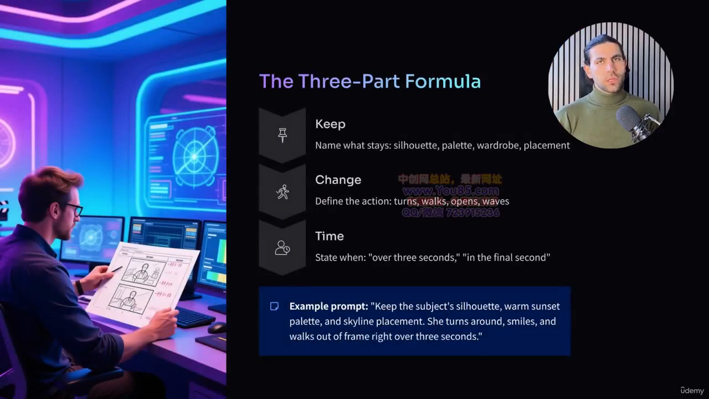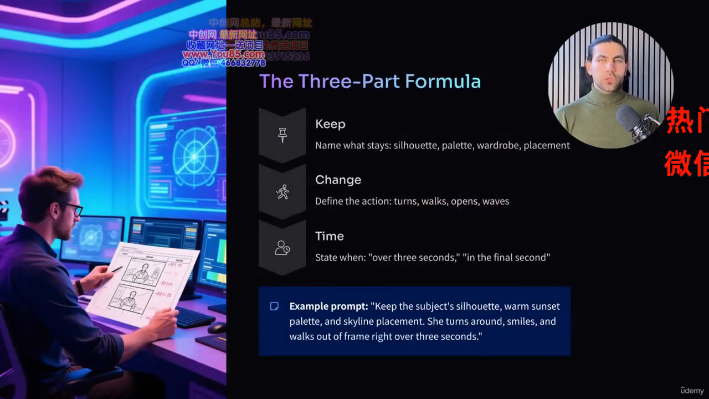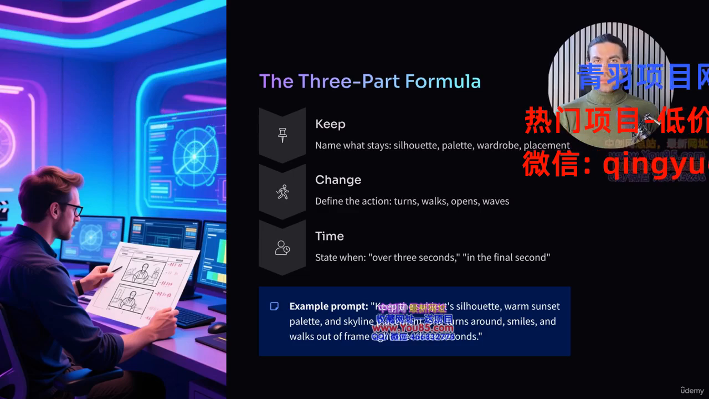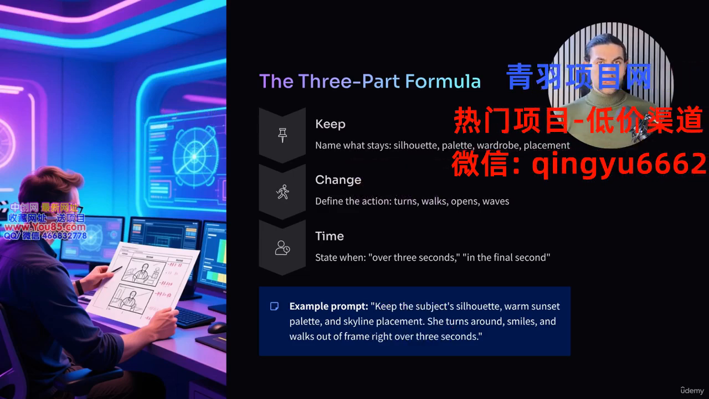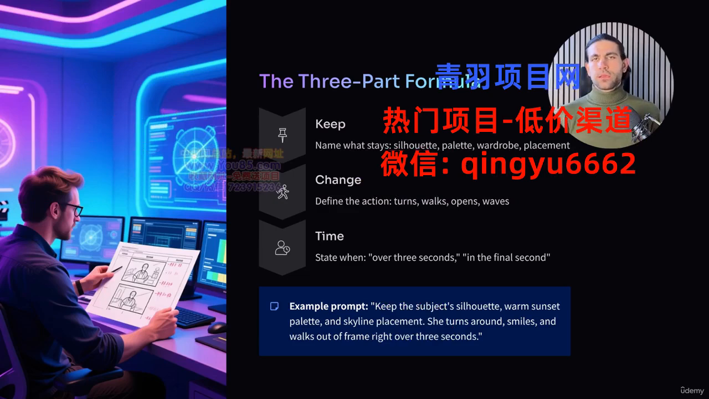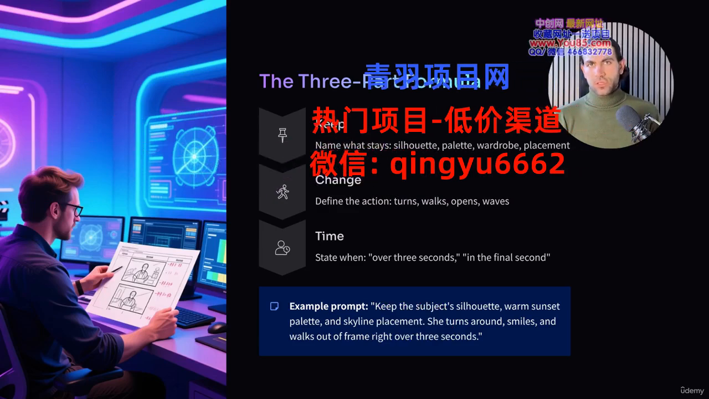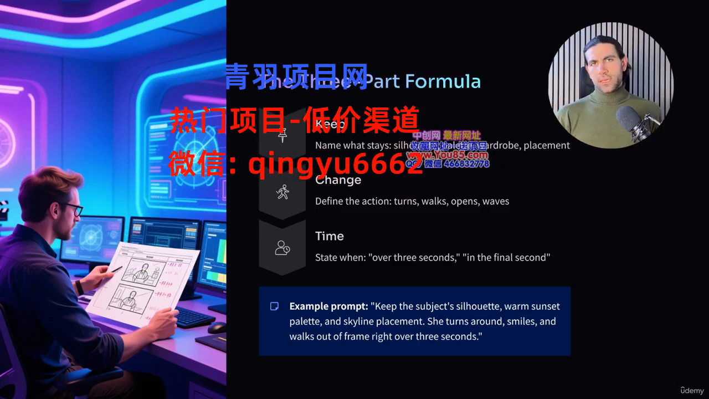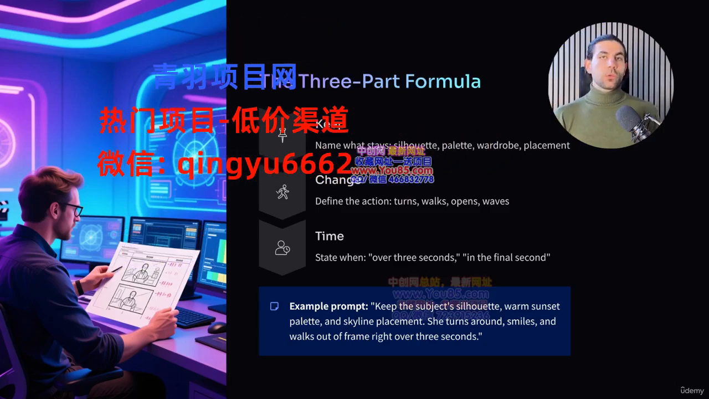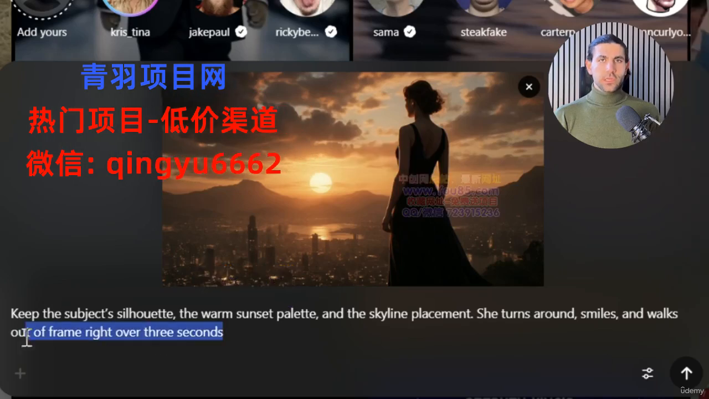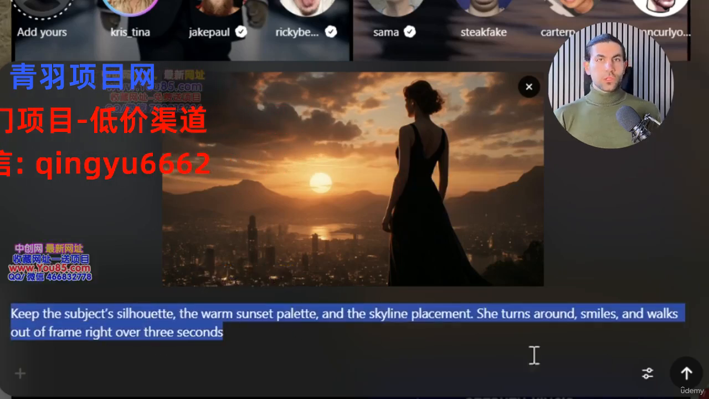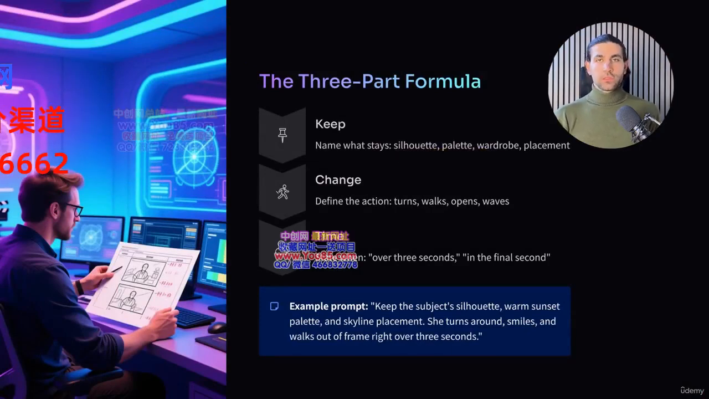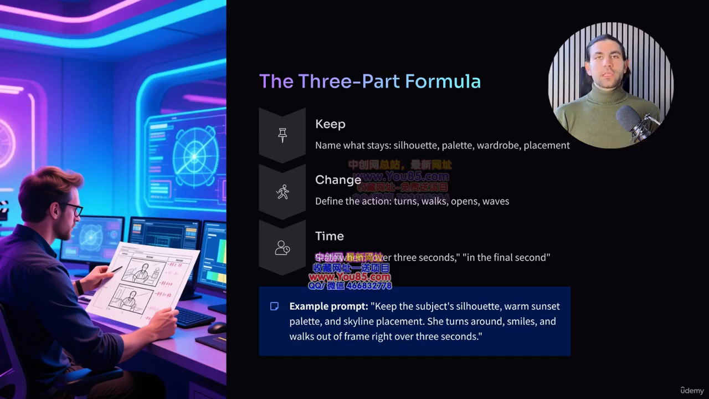When you add text on top of an image, speak in the same direct language you've used throughout this course. Say what the viewer should notice first. Name the action in counts or seconds. If the camera moves, choose a single movement and make sure it resolves by the moment of interest. For example, keep the woman and the sunset palette. Slow dolly in to a medium close-up over 2 seconds as she turns and smiles. She leaves frame right in the final second. That single sentence gives the model a visual base, a clear action, and precise timing.